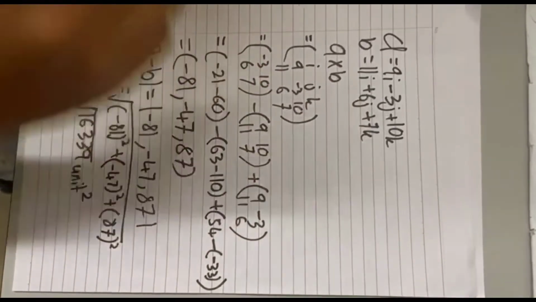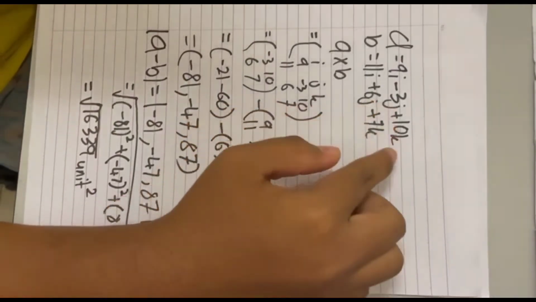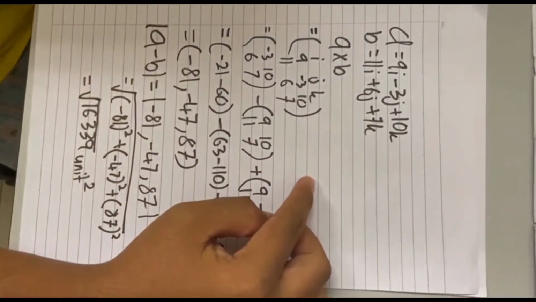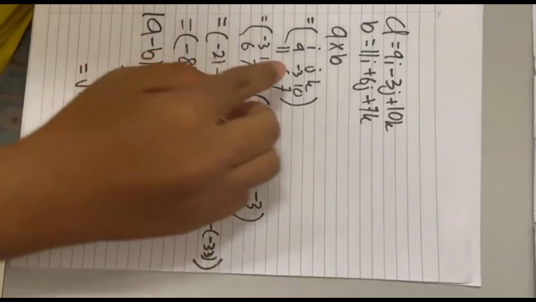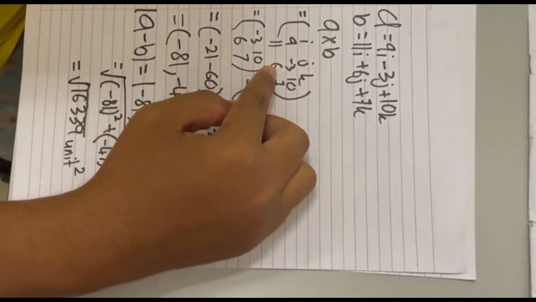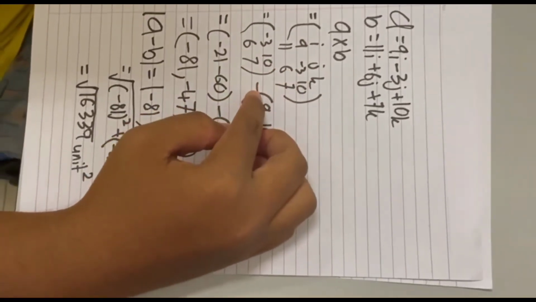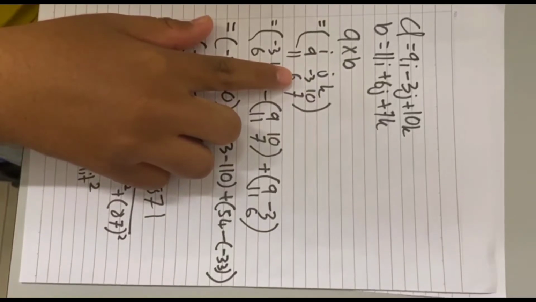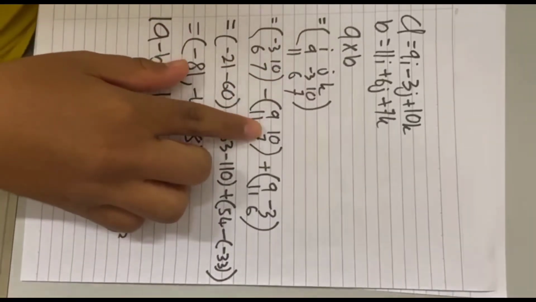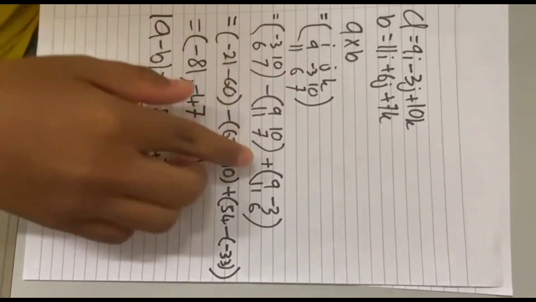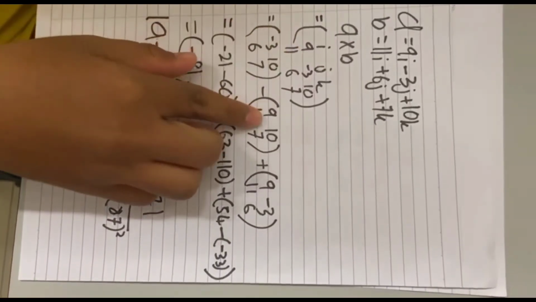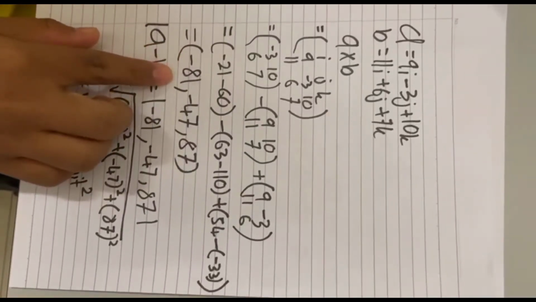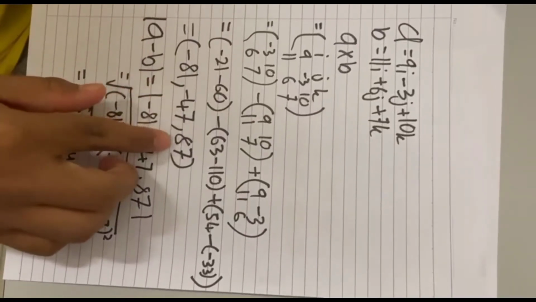and then after that we change from equation AB to equation IJK, like this, and then column number 2 times column number 3 minus column number 1 times column number 3, and then plus column number 1 times column number 2, and we get the answer negative 81, negative 47, and 187.